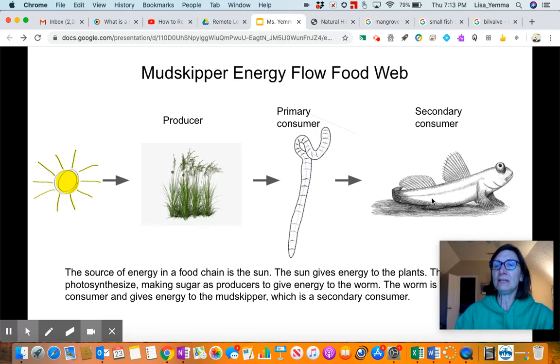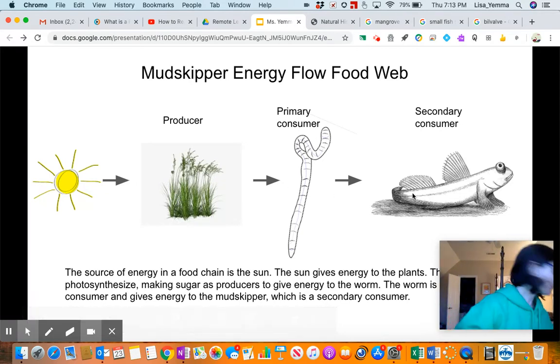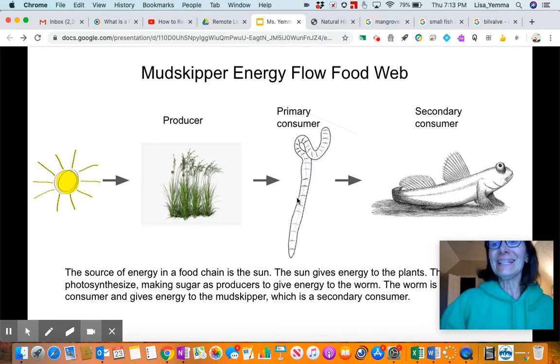Notice that the mud skipper doesn't take advantage of the plant nutrients. It takes advantage of the worm nutrients based on its body systems and its cells and how its digestive system works. So, although this arrow is a linear arrow, this single line pointing from plants all the way to mud skipper, that mud skipper really is depending on the producers, those plants. Because without the plants, the worms couldn't exist, and without the worms, the mud skipper wouldn't exist.